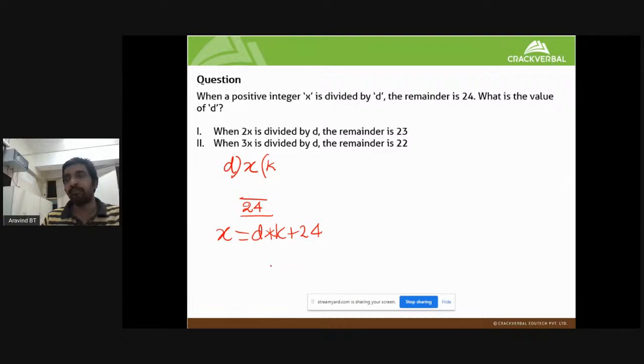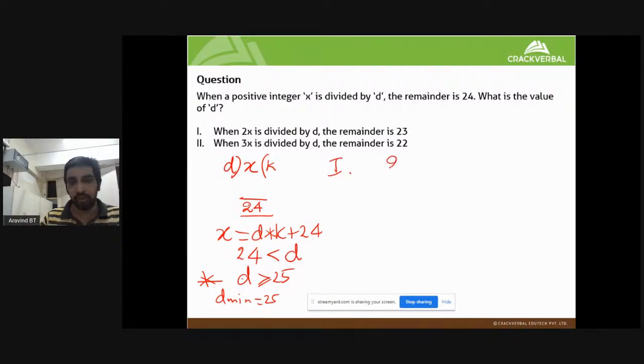We still stick to the usage of the basic property. What is the basic property? 24, the remainder has to be less than the divisor, which means the smallest value for d is 25. I can have a minimum value for d as 25. I can't go below 25, right? So this is a necessary evil that you have to consider. Moving on to the first statement, if 2x is divided by d, the remainder is 23.